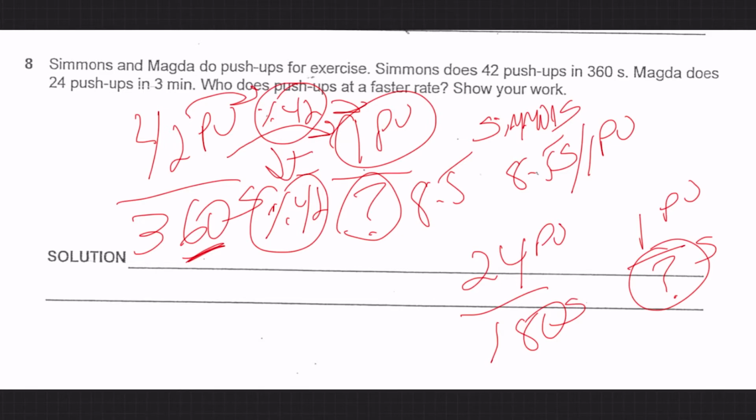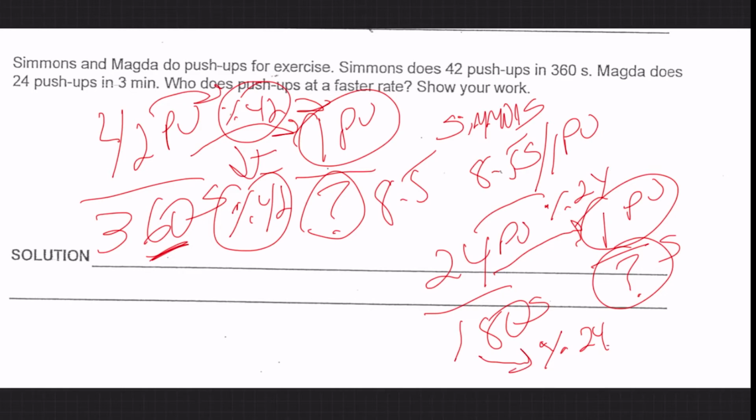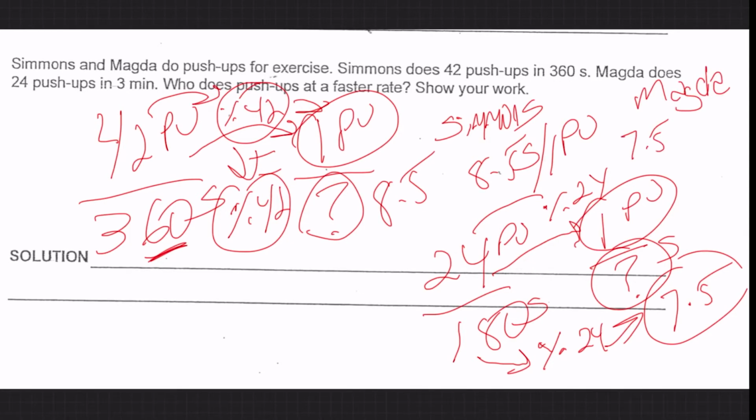When we look at the top part of this fraction, how do we get from 24 to 1? Well, we divide by 24. 24 divided by 24 is one push-up. Whatever we do to the top, we've got to do to the bottom, so we're going to come down here and divide by 24 also. And if we divide 180 by 24, we're going to get 7.5 as the answer for the number of seconds. So Magda takes 7.5 seconds to do one push-up.